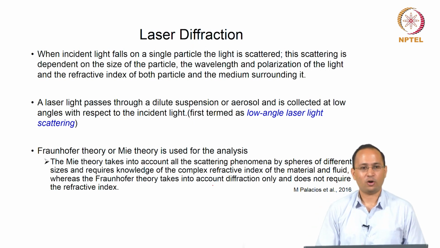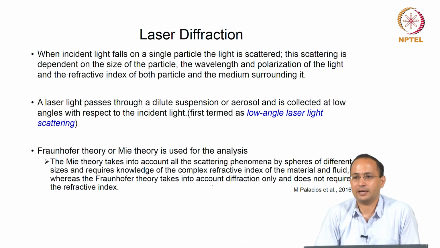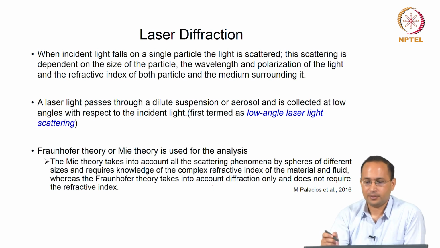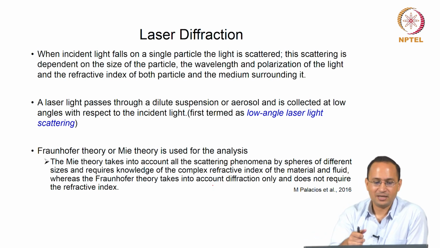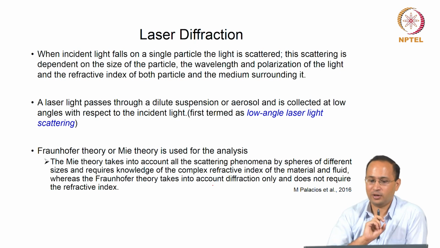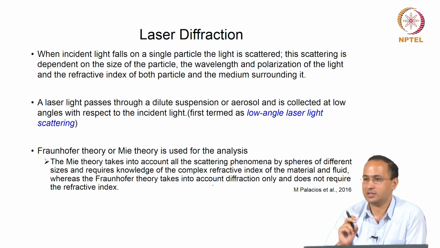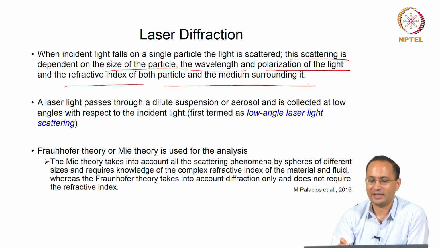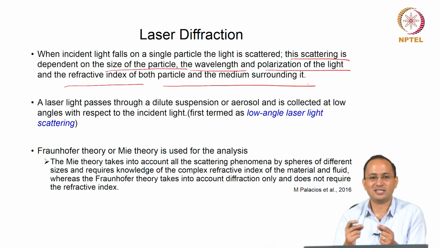So, what is the principle? We will talk about a few salient features, like what is it about, then we will look at the limitations also, right. So, basically what is it? When incident light falls on a single particle, right, the light is scattered, okay, and this scattering is dependent on the size of particles. So, we are talking about the laser, right, it is a focused beam, and then scattering depends on the size of particle, the wavelength, polarization of the light and refractive index of both particle and medium surrounding it, and the particle has to be dispersed, right.